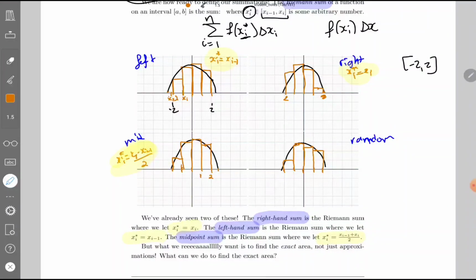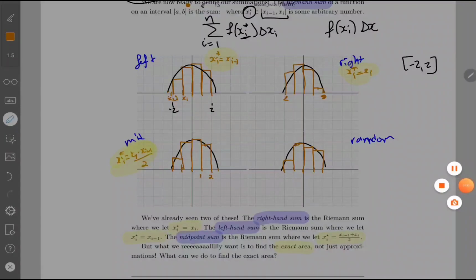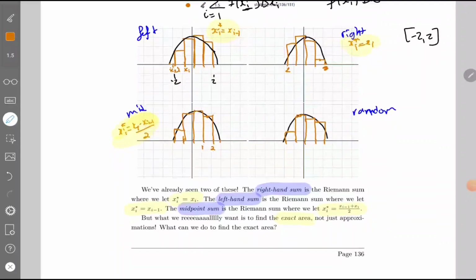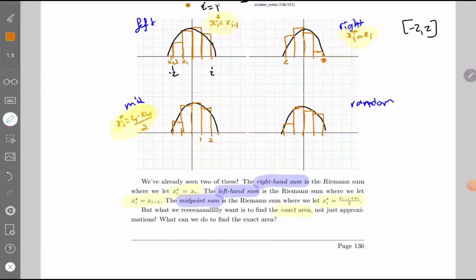But what we really want, the big thing we want, is to find the exact area. Let me undo this, I don't want all this, I just want exact. How do we find the exact area? We find it by actually taking limits, right?